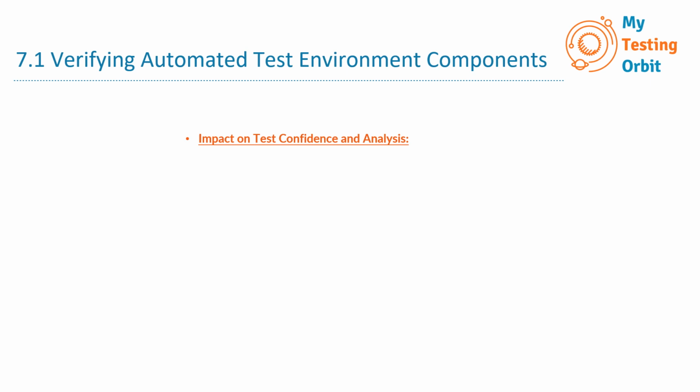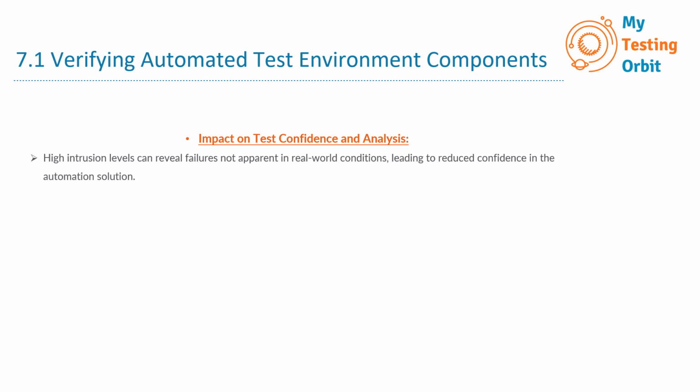Next, we have impact on test confidence and analysis. And the first point is high intrusion levels can reveal failures not apparent in real world conditions, leading to reduced confidence in the automation solution. When testing heavily interferes with the system, like high intrusion, it might uncover problems that do not happen in normal use. This could make testers less sure about the reliability of their automated testing method because it finds issues that real users might never encounter.